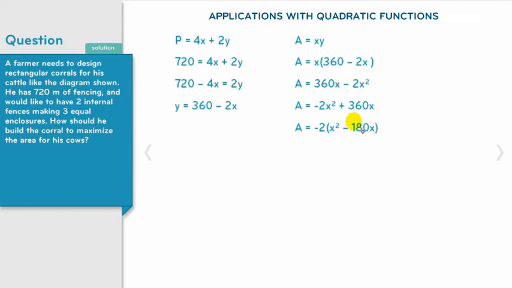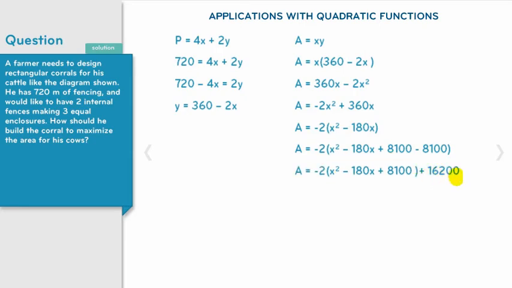Next, we'll take the negative 180, we'll divide it in half to give us negative 90, and then we'll square it, which of course gives us 8100 minus 8100. The last term here, the negative 8100, will multiply by our leading coefficient negative 2, such that we have 16,200. Finally, completing the square, x squared minus 180x plus 8100 gives us x minus 90 all squared.